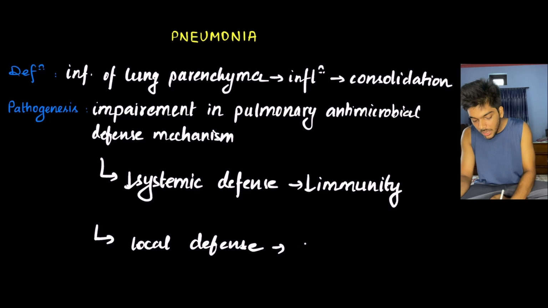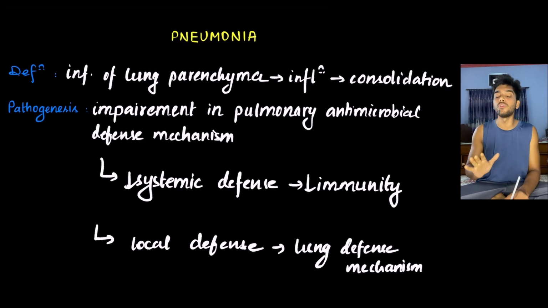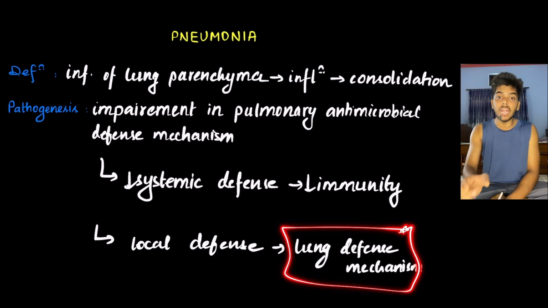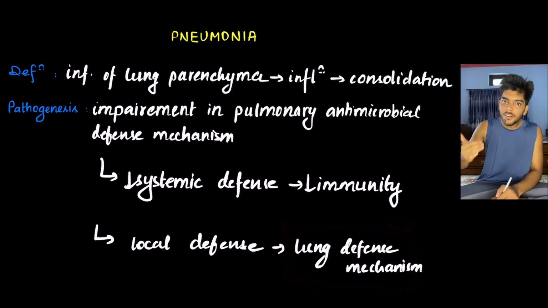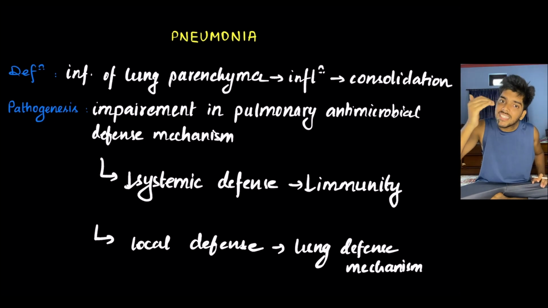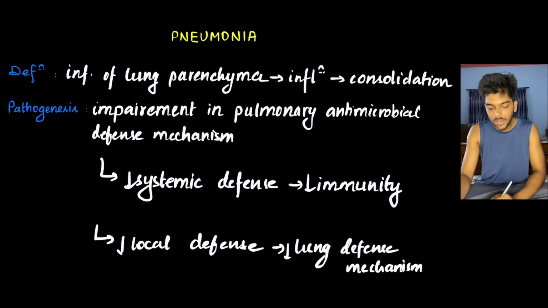Local defense includes lung defense mechanism. Now this is more specific to your respiratory system. All the defense mechanisms that your respiratory system follows to fight against infection, that's lung defense mechanism. And this is a huge topic of its own that you need to study under physiology. So under physiology, you study about lung defense mechanism, various ways the lung defends against microorganisms, and in each step impairment can lead to pneumonia. So a decrease in lung defense mechanism leads to decrease in local defense, leading to infection and then pneumonia.